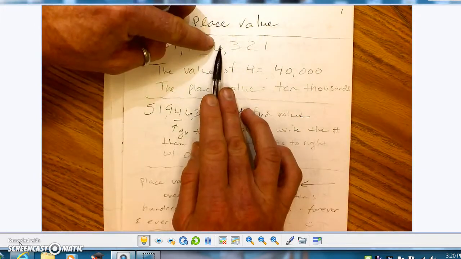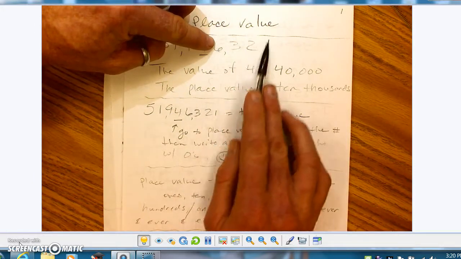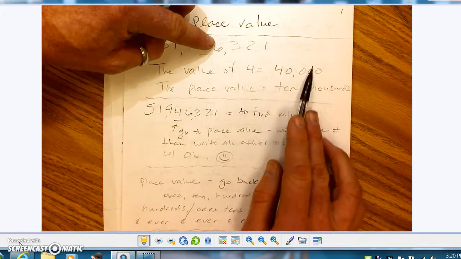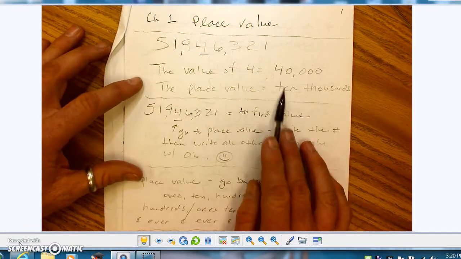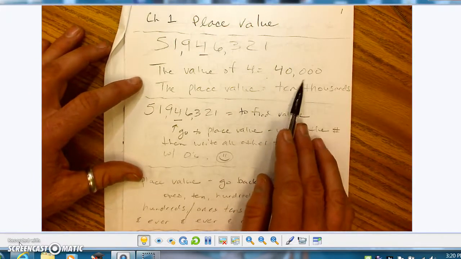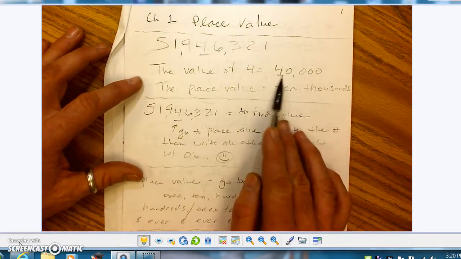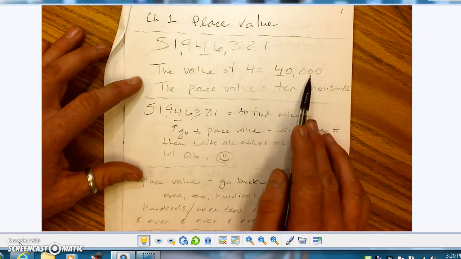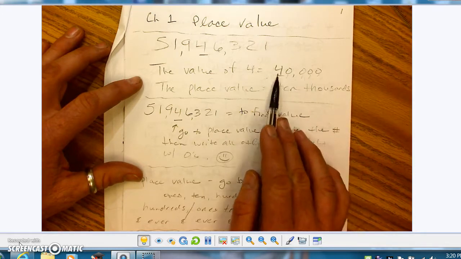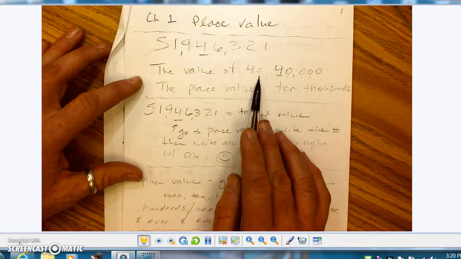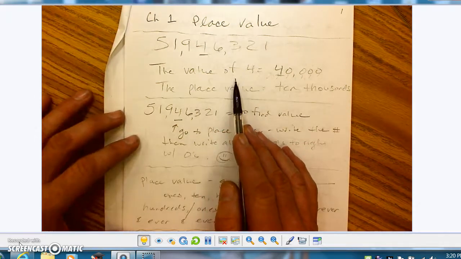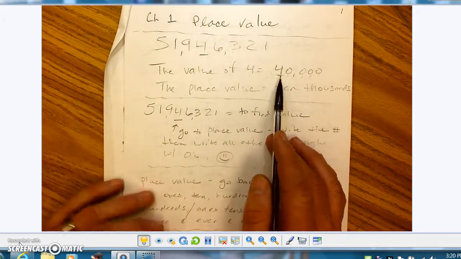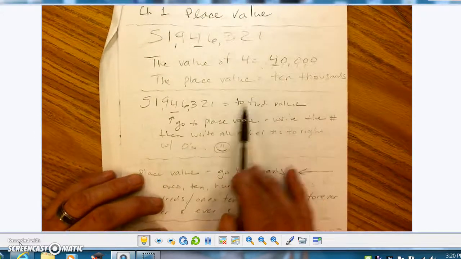How many numbers after it? 1, 2, 3, 4. Done. The place value, this would be 40,000. This is in the 10,000s place because you go ones, tens, hundreds, ones, tens, hundreds, ones, tens, forever and ever and ever. And so that is in the thousands period. It's in the 10,000s place.